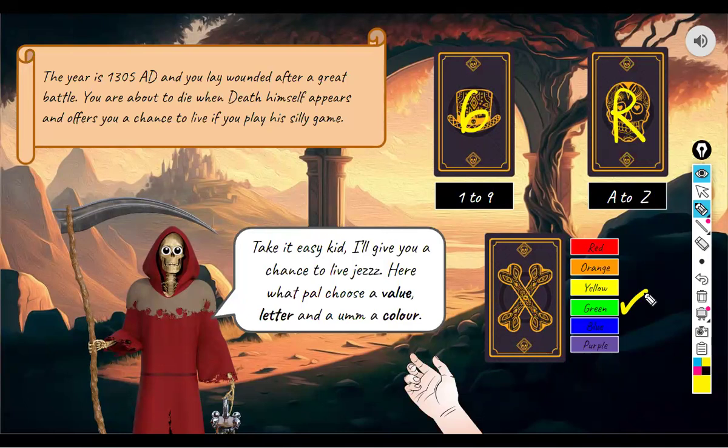So everybody send their choices on the chat. Write it in one line: a number, any number between 1 and 9, 1 and 9 included, any letter from A to Z, and one color. And send me your choice on the chat. Yes, now.